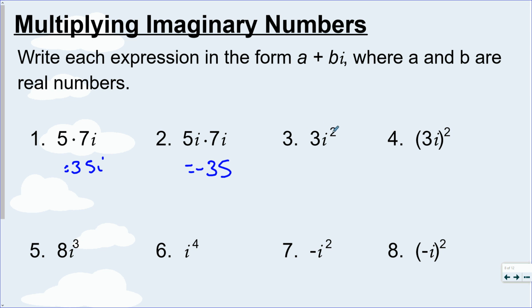This is going to force a negative 1, so this is just going to be negative 3. 3 squared is 9. You get negative 9. When you have an i to the third, you get the negative 1 out of it, but you have an extra i left over, because it becomes i squared times i. So that turns to negative 1, but there's still an i left over. So you get negative 8i.